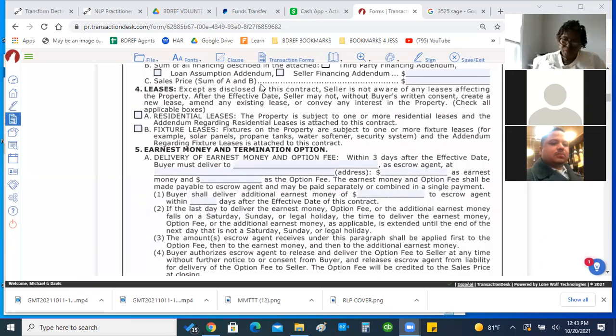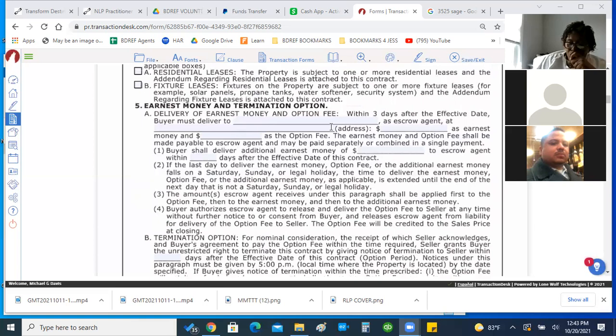This just lets you know if there are any leases. So this is for investors that are purchasing a property that has tenants in it already. And then if there are any fixture leases, it gives you an idea of fixture leases. So solar panels, propane tanks, water softeners. Sometimes people don't own those units. They're being leased by a particular company. So this is where you notate that.